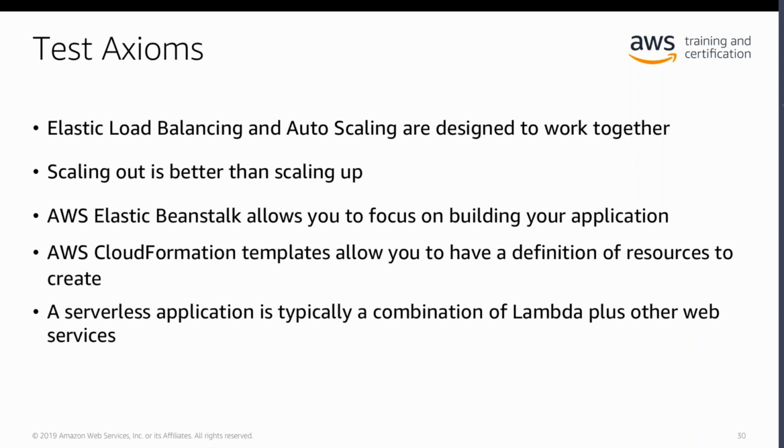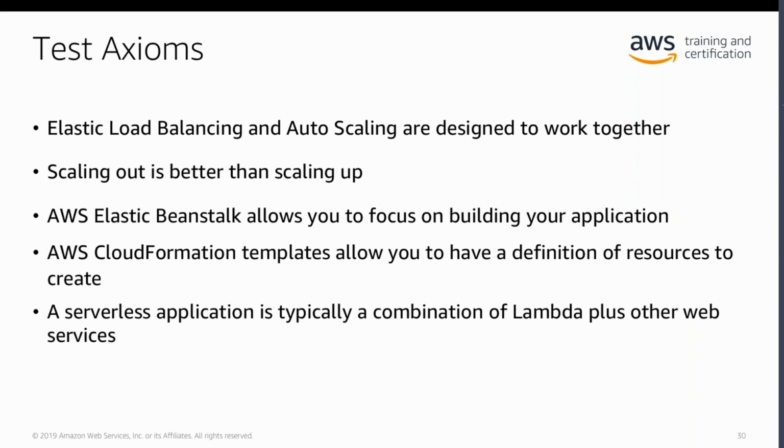Elastic load balancing and auto scaling are designed to work together. The auto scaling group typically starts an instance and registers it with an elastic load balancer. We like scaling out in the cloud. We like adding to our layers horizontally by adding more instances or more resources in a horizontal fashion rather than scaling up the resource vertically. So scaling out is better than scaling up.